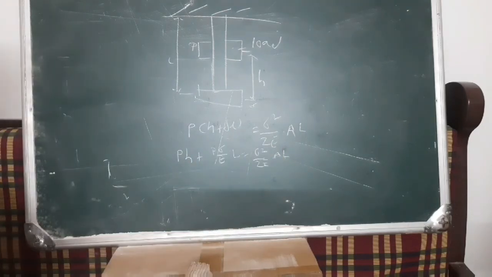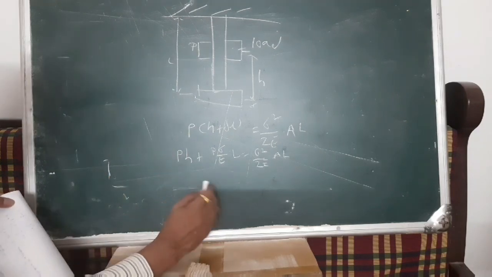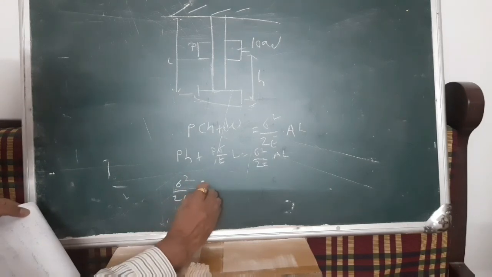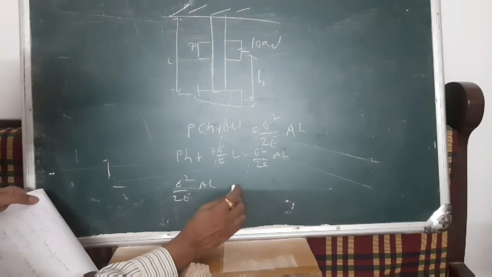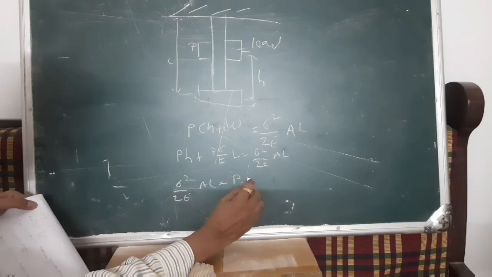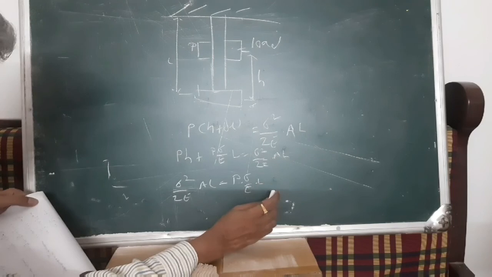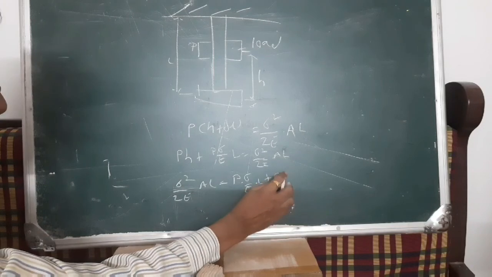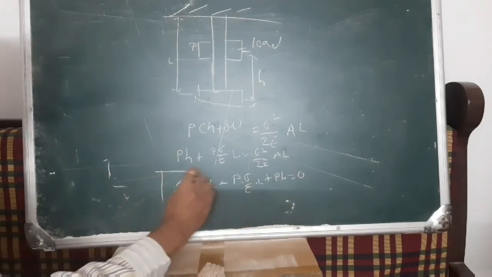Now if we go for finding the equation in terms of sigma, we get sigma square by 2E into AL, minus P into sigma by E into L, plus PH is equal to 0. This is the equation that we are getting after rearranging the terms.